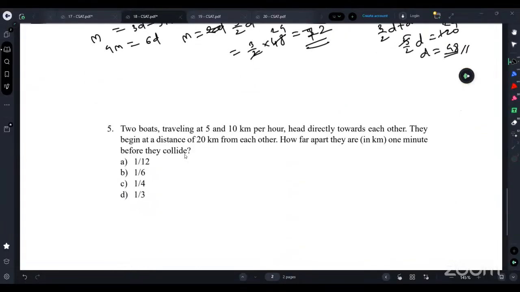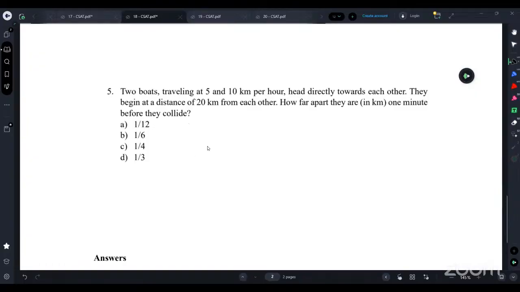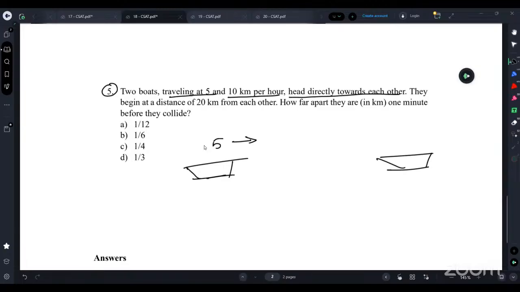Now see guys, fifth question. Two boats traveling at 5 and 10 km per hour head directly towards each other. See now guys, let's say this is the first boat, okay? And this is the second boat. The first one is traveling at 5 km per hour and second one is traveling at 10 km per hour towards each other, okay? Initially they were 20 kilometers apart, right?